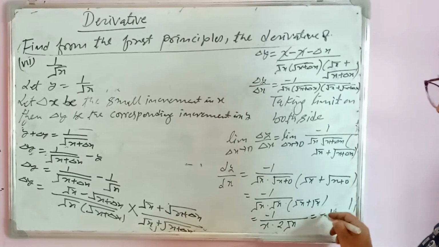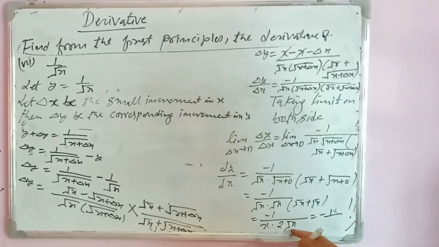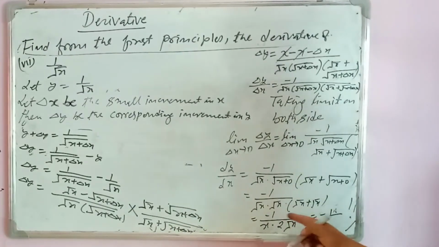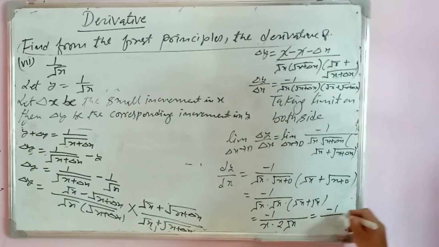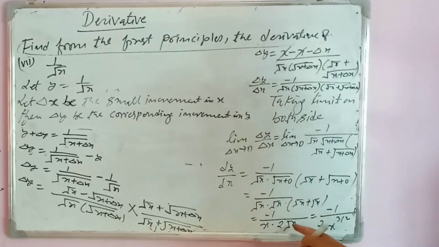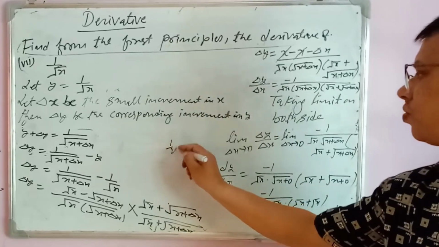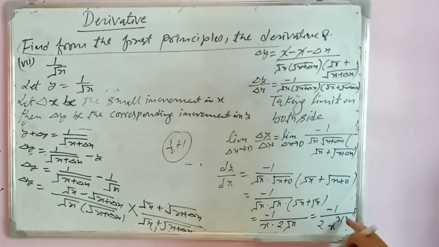You can write minus 1 by this root means power 1 by 2, x power 1 by 2 and x power 1 by 2, minus 1 by 2 x power 3 by 2. Once again, root means x power 1 by 2, 1 by 2 and 1, 1 by 2 plus 1, if you add it will be 3 by 2.